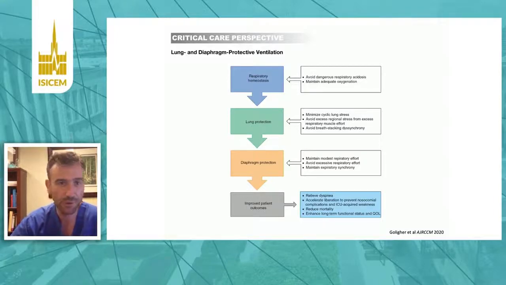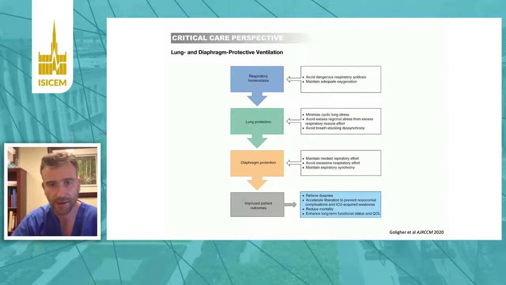So the two usual dimensions we're concerned about when setting the ventilator are first, respiratory homeostasis, that is maintaining adequate CO2 clearance through the lung, and secondly, lung protection, so avoiding volume trauma, barotrauma, et cetera. We want to minimize cyclic lung stress by using low tidal volume ventilation. And so these are the two dimensions that we normally are concerned about. We're proposing to add a third dimension to this, and that is diaphragm protection.